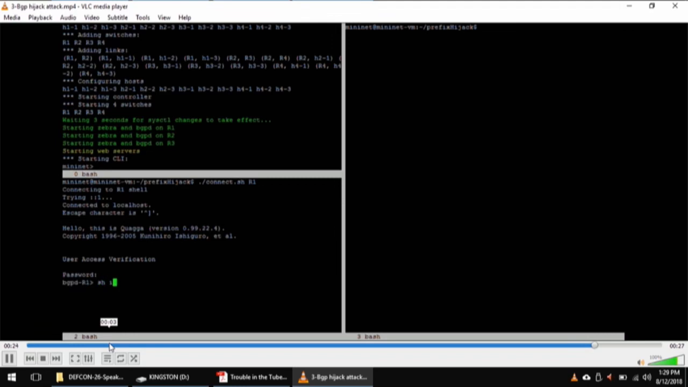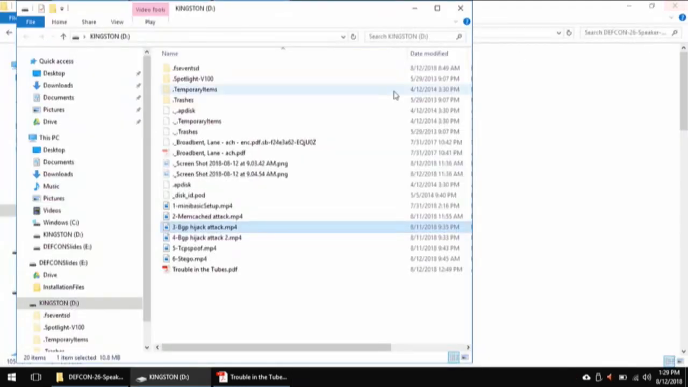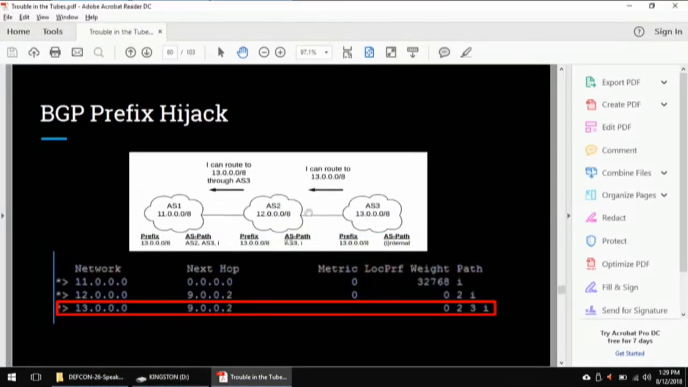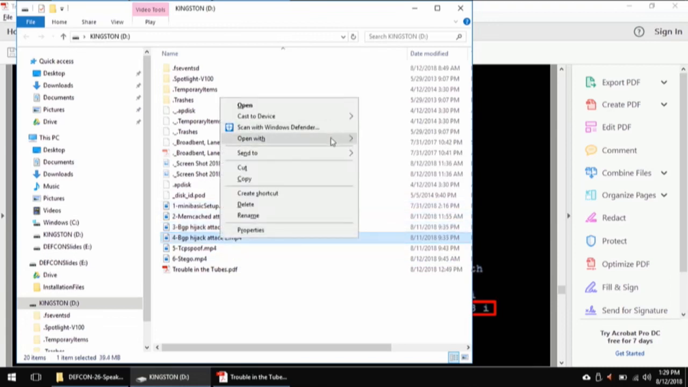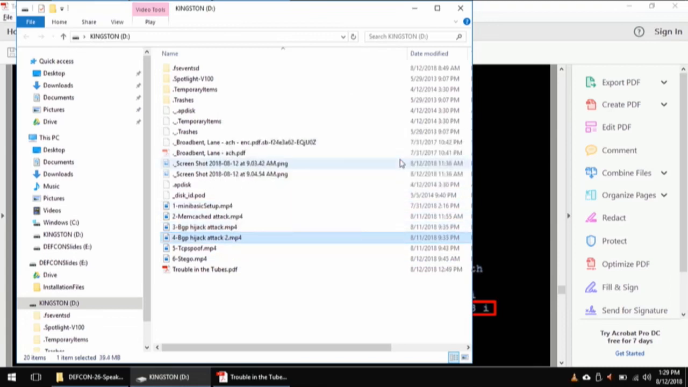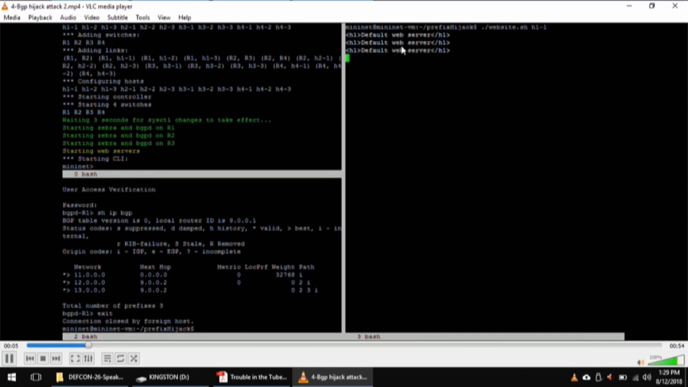So really quick, let's pull the routing table. Okay, so looking at that routing table, here's the routing table that we have from Autonomous System 1. It can see that through Autonomous System 2 and Autonomous System 3, it can get to 13/8. All right, so back in our attack, we're now hitting a site on that web server.